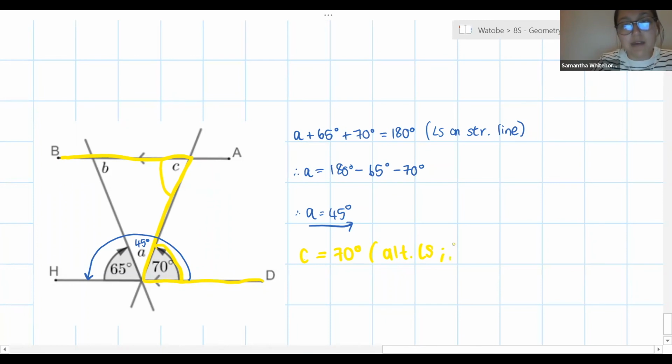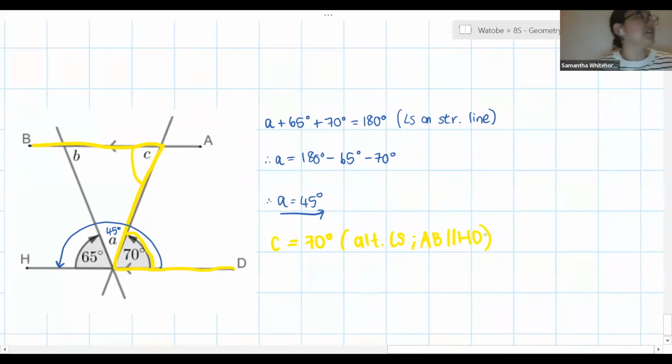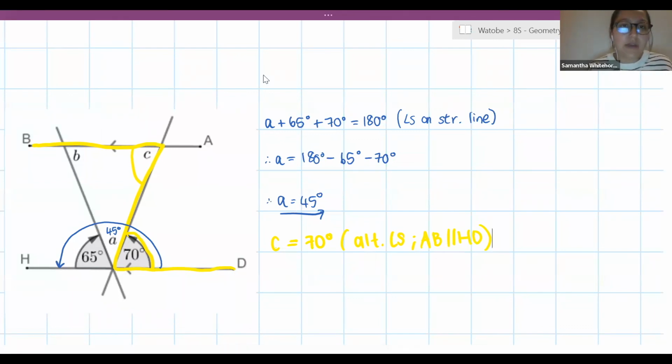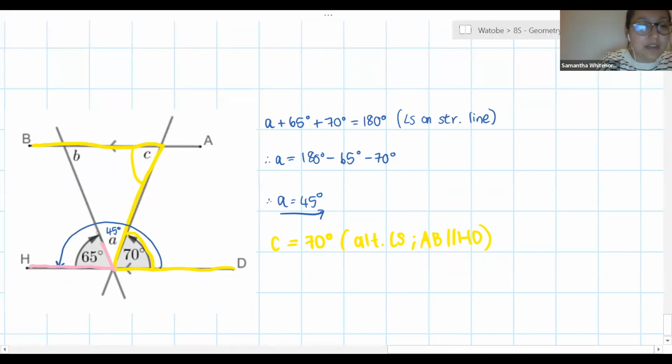Remember to state your parallel lines. AB is parallel to HD, but I don't actually have to do any working out there. So that's C. The last one I have to find is B. And if I look at B, I actually have another Z. I just have to go from the other direction. But I've still got a Z between the parallel lines, which means that the 65 and the B are now equal. So B is 65 because of alt angles again. And again, I have to state the lines that are parallel to each other.